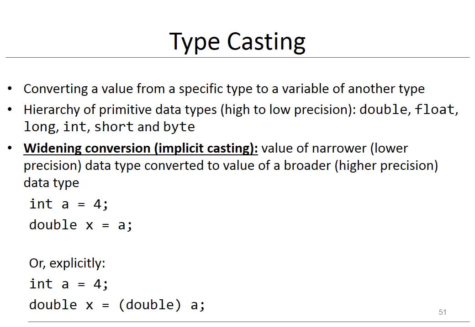A widening conversion, or implicit casting, is when the value of a narrower, or in other words, lower precision data type is converted to a value of a broader or higher precision data type. Obviously, this causes no loss of information. Here you can see an example. We have a variable a, which is defined as an integer first. It is then promoted to a double. To make the casting explicit, we can add double in front of the a, as you can see illustrated here.